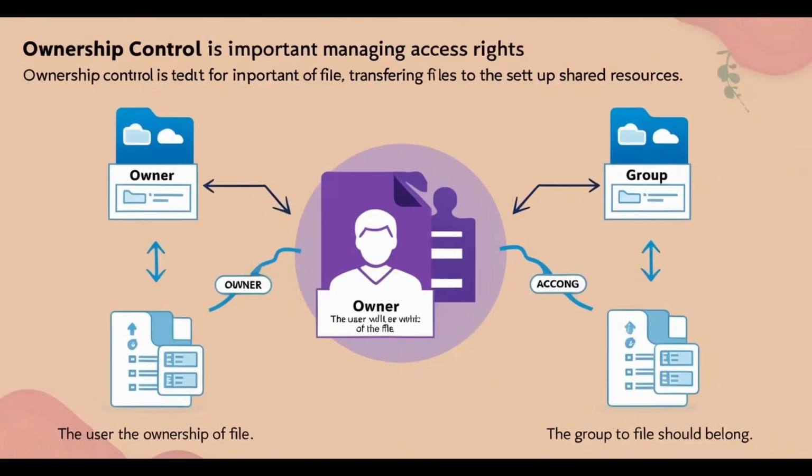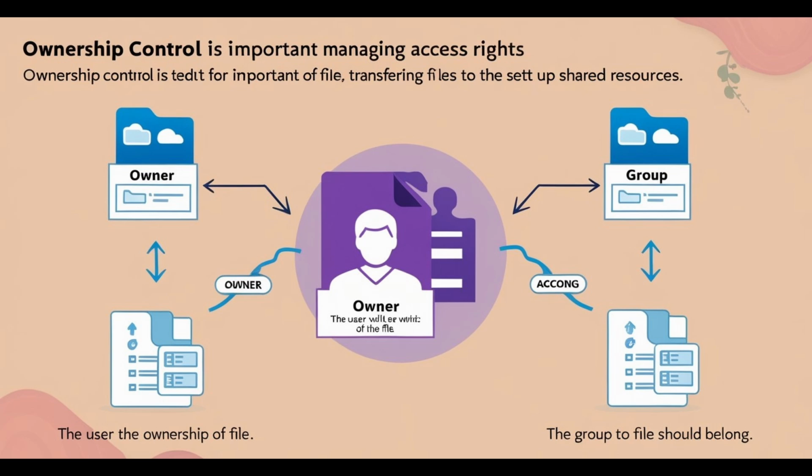Changing ownership with chown. The chown command is used to change the owner and group of a file or directory in Linux. Ownership control is important for managing access rights, especially when transferring files between users or setting up shared resources.